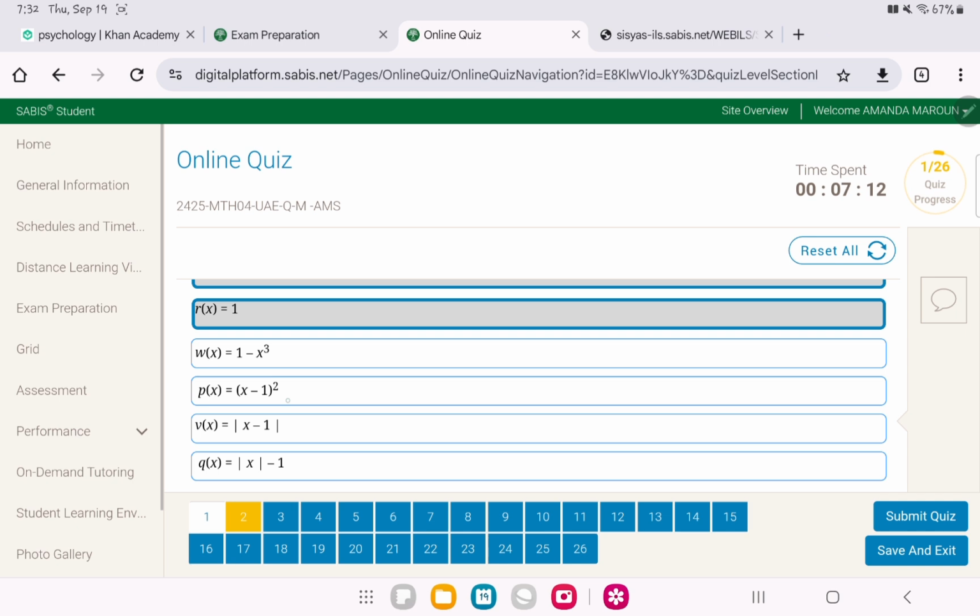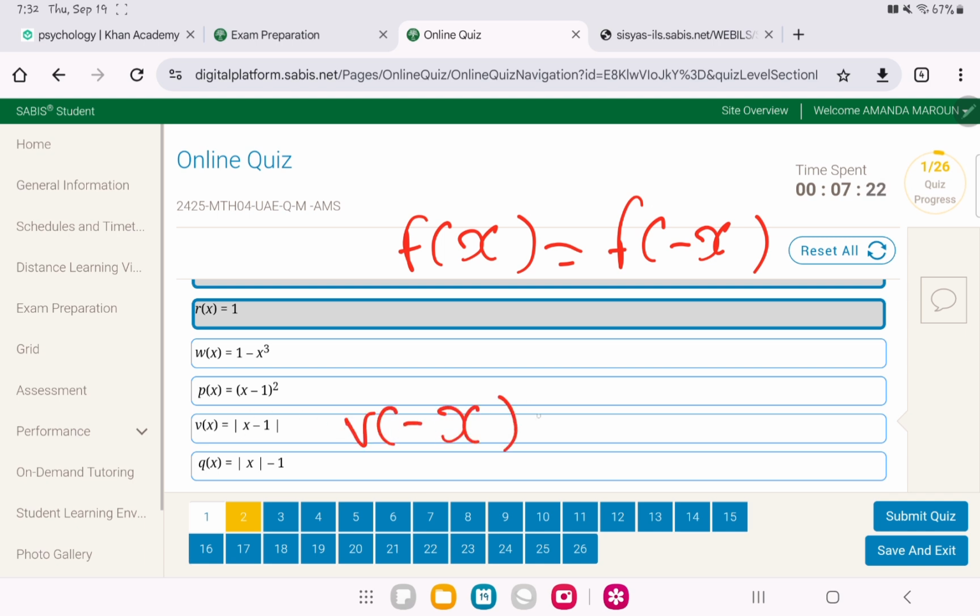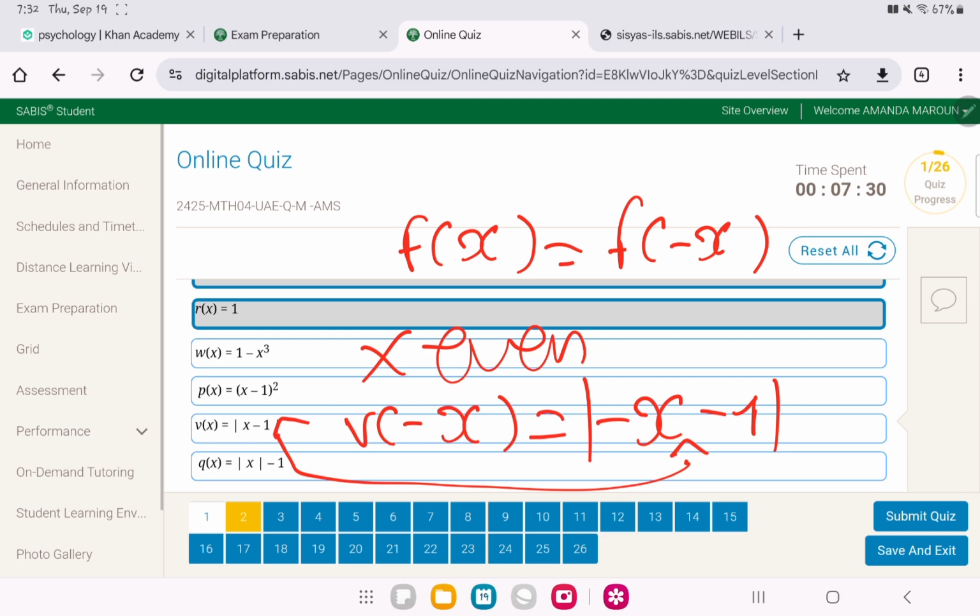Okay, now for this one, for the v(x), we keep in mind f(x) is equal to f(-x). So v(x) is equal to the absolute value of x minus 1, v(-x) is equal to the absolute value of -x minus 1. These two are not the same, so it is not even.